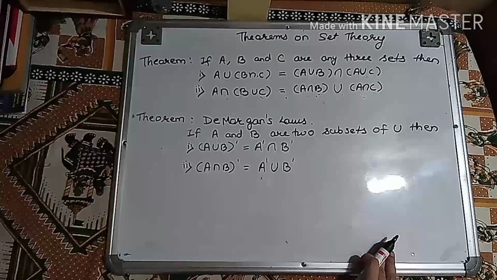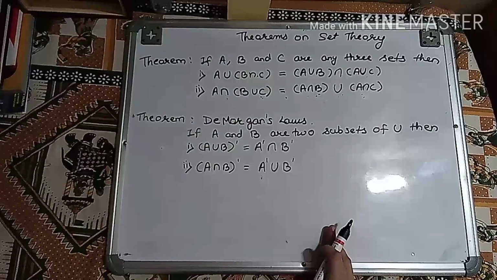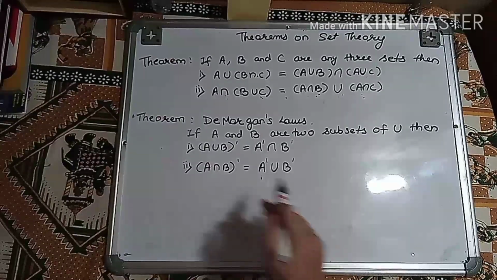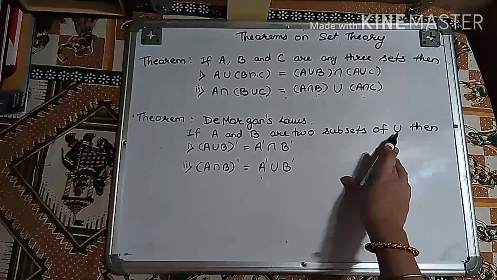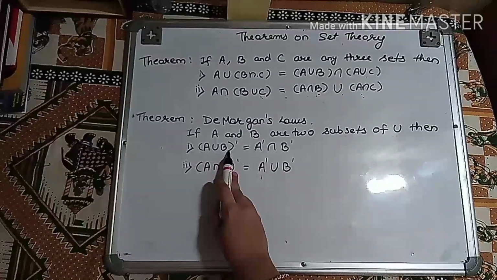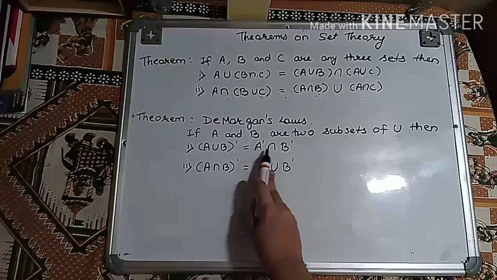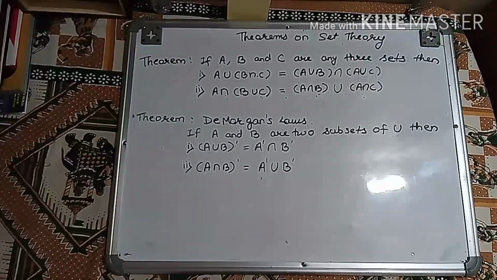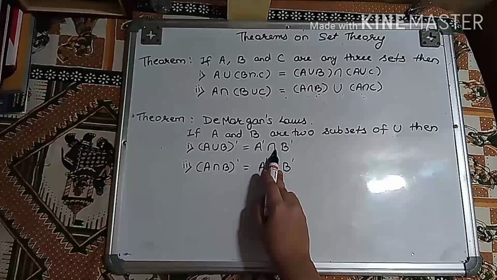Now the next theorem is De Morgan's law. Now what is De Morgan's law? It is the connection or relation between union, intersection and complementation. Now if A and B are two subsets of U, U is the universal set, then (A union B) dash is equal to A dash intersection B dash. Means here union will be changed to intersection.